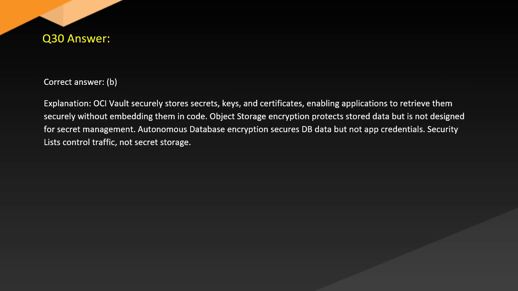Answer. Correct answer: B. Explanation. OCI Vault securely stores secrets, keys, and certificates, enabling applications to retrieve them securely without embedding them in code. Object storage encryption protects stored data but is not designed for secret management. Autonomous database encryption secures DB data but not API credentials. Security lists control traffic, not secret storage.